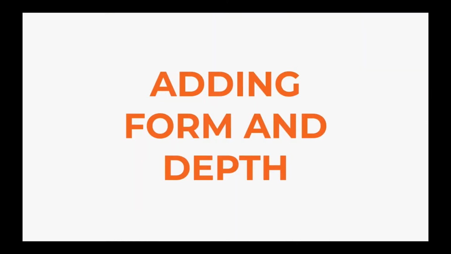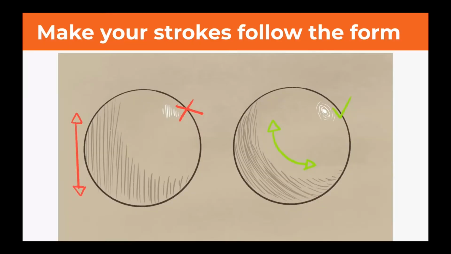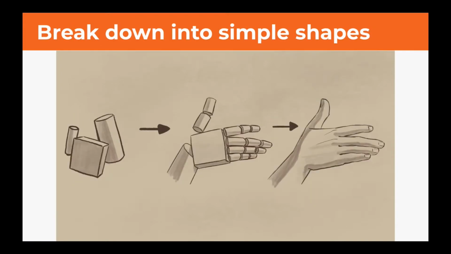Here are just a couple of tips for adding form and depth when you're working with value. Firstly, make sure your strokes follow the form. Instead of just doing straight crosshatch lines, try to curve your strokes to follow the form of the object. So if it's round, make your strokes curved. If it's straight, make them straight. This will just help add dimension to your drawing. And next, become familiar with shading simple shapes such as cubes, cylinders, and spheres. Then, practice finding these shapes in every object you draw. It'll become much easier to think about the correct shading if you break things down into simple shapes.